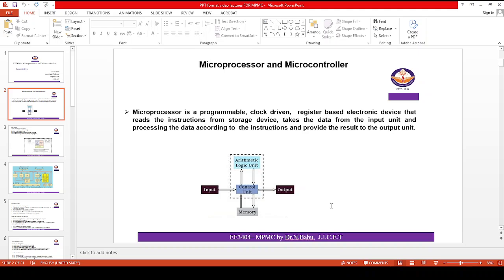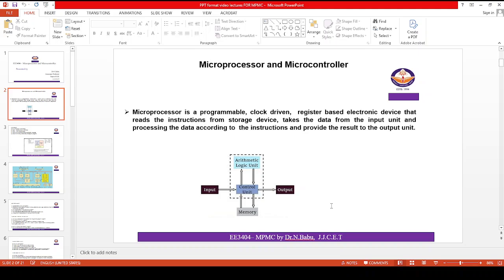Then the third important unit is the control unit. This control unit is used to generate all the control signals and status signals. This unit is used to synchronize the operation between internal and external operations, either processor with memory or processor with IO, peripherals or external devices. This is the basic block diagram for a microprocessor.